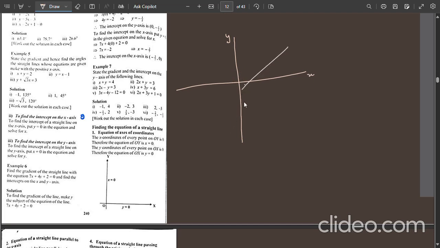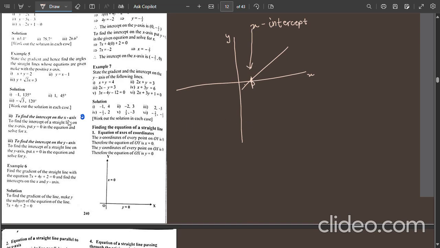what is the x-intercept? X-intercept, just as its name implies, is where the line intercepts the x-axis. This is my x-axis. So this is the point where my line intercepts my x-axis. So this exact point is my x-intercept. The point here is my x-intercept, right?